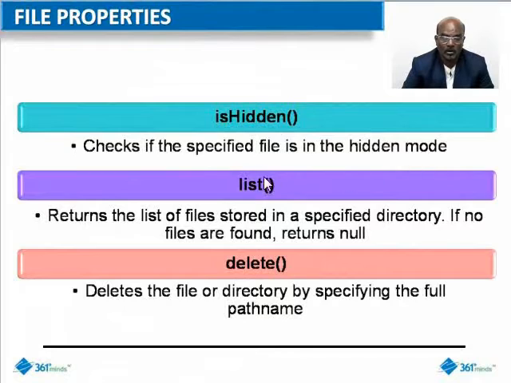The list method will list the names of the files in a particular directory. So if you say that you want to see the number of files in a directory, you just give the drive name and the directory name, and then the Java list program will list out all the files in a particular directory, else it returns a null.